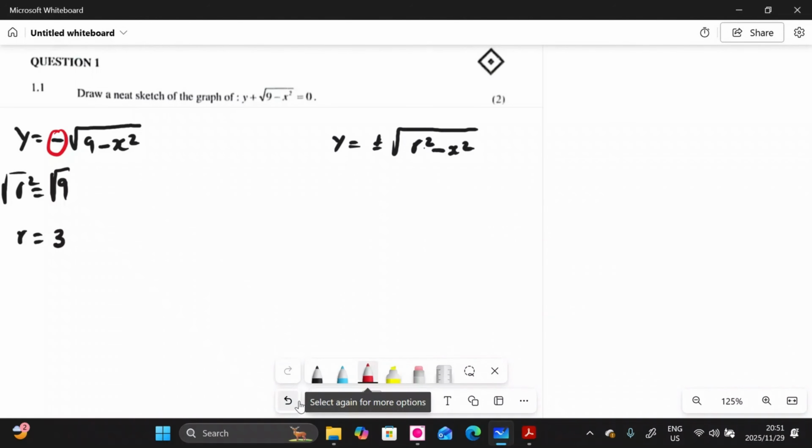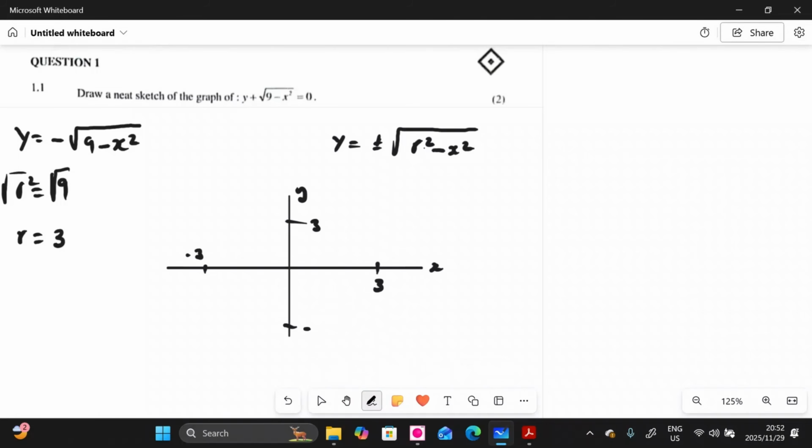Now, let's look at the signs there. We have the sign which is negative there. When the sign is negative, this basically means that our semicircle is going to cut on the negative side of y, since it's equal to y.